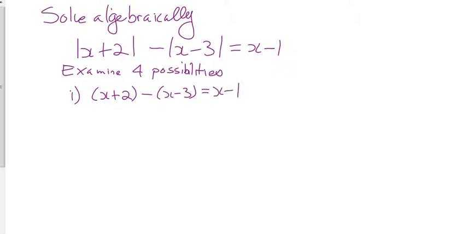Okay, so the first possibility is both of these expressions are positive, right? So x plus 2 minus x minus 3 is equal to x minus 1. So what do we get here? We get x plus 2 minus x plus 3 is equal to x minus 1. That's 5 is equal to x minus 1. So what's x?